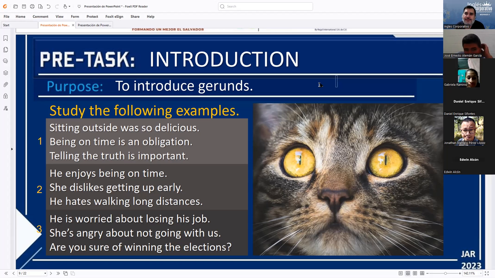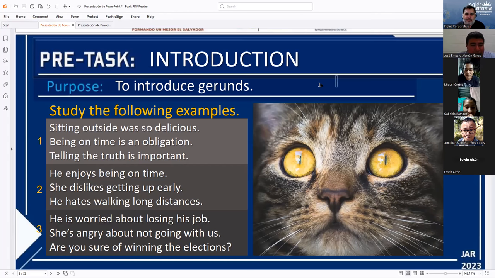Now, number two. Can be Gabby. Okay. He enjoys being on time. She dislikes getting up early. He hates walking long distances. Mm-hmm. Excellent, very good. And number three.